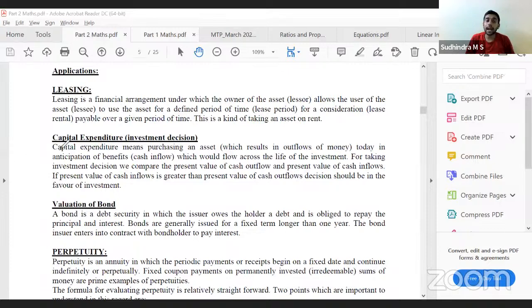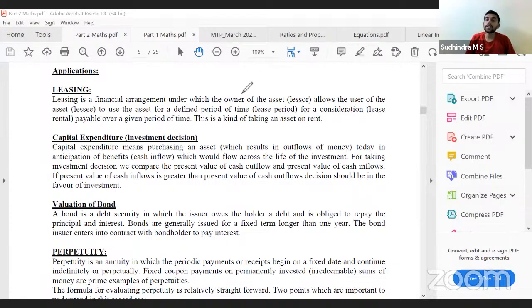Then we have something called capital expenditure, investment decision. You will learn this more in intermediate in financial management. There we have something called NPV, net present value. So when we are going for an investment decision, whether we have to invest in that particular property or whether we have to invest in that particular machinery asset, it's a capital expenditure, capital decision that we have to take.